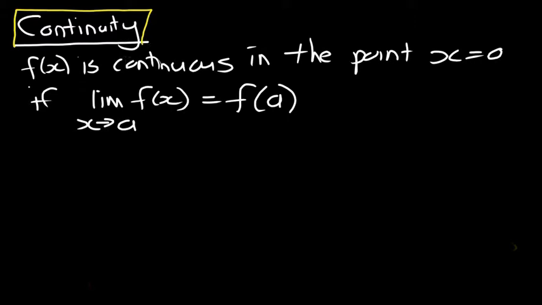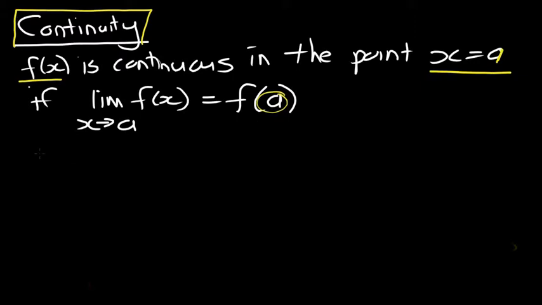For example, here, this is now the test for continuity. f(x) is continuous at a specific point, x equal to a, if the limit of f(x) as x approaches a is equal to the function's value at x equal to a. Now, to understand, this actually means three things.